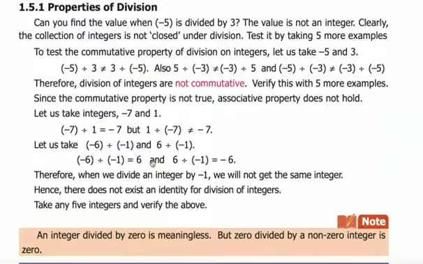Can you find the value when minus 5 is divided by 3? The value is not an integer. Clearly, the collection of integers is not closed under division. Let us postpone this topic to the next part, because it is quite lengthy now.